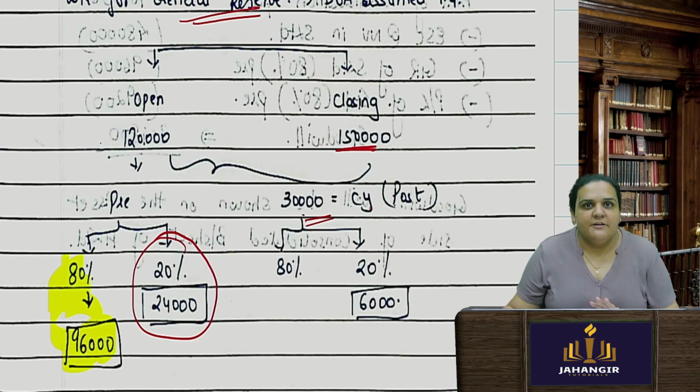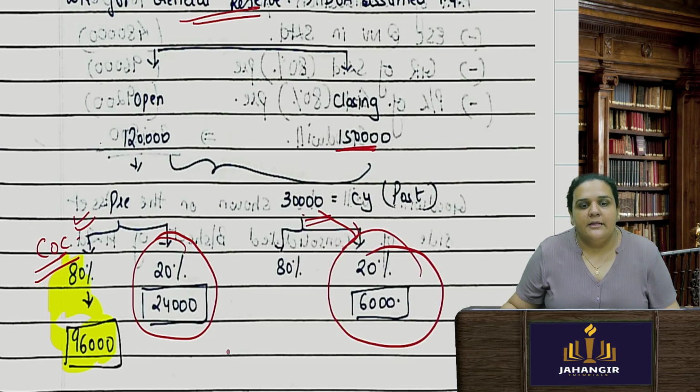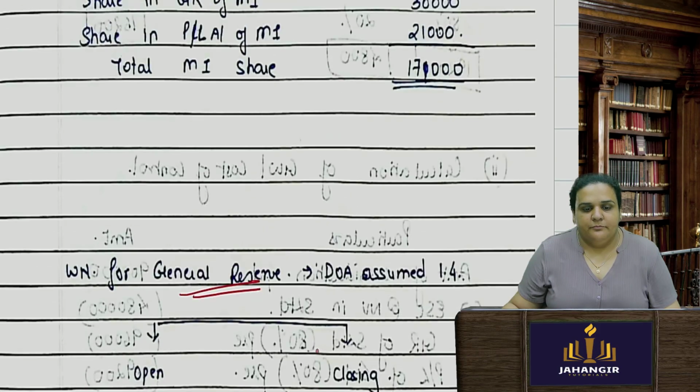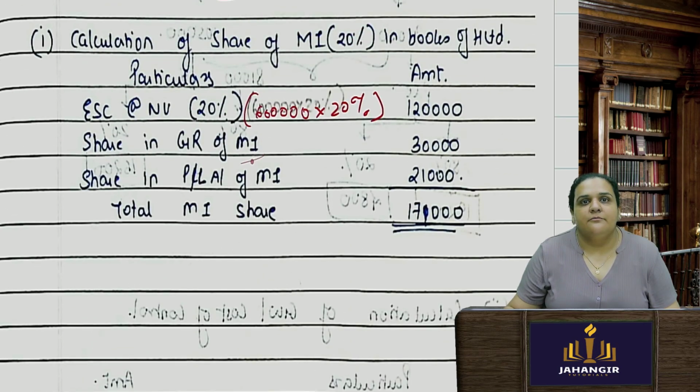So 30,000 is post. Anything which is post, I am not going to take for the consideration of cost of control, for calculation of goodwill or anything. I am going to consider only the pre. But for minority interest, both pre and post are important. So post 30,000 into 20%, 6,000, will be for minority interest. So 24,000 plus 6,000, the share in the general reserve of minority interest. This is the working note. Total 30,000.